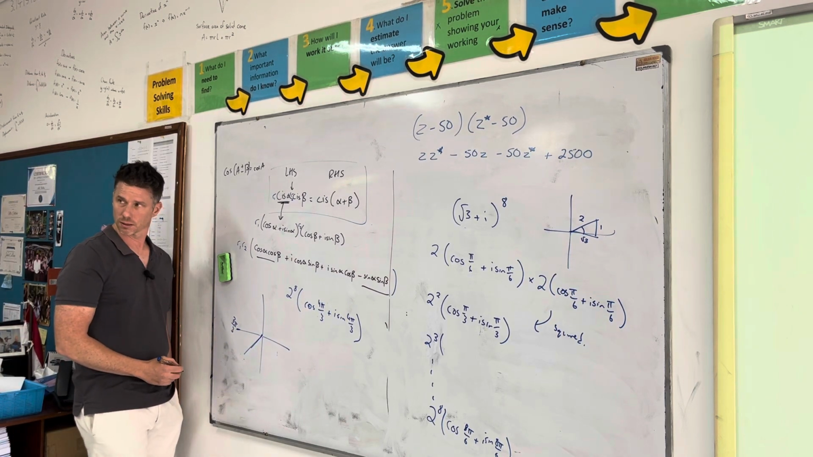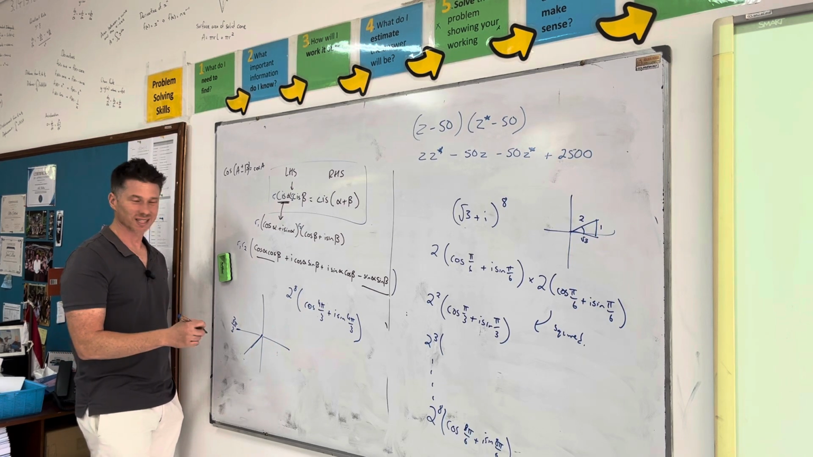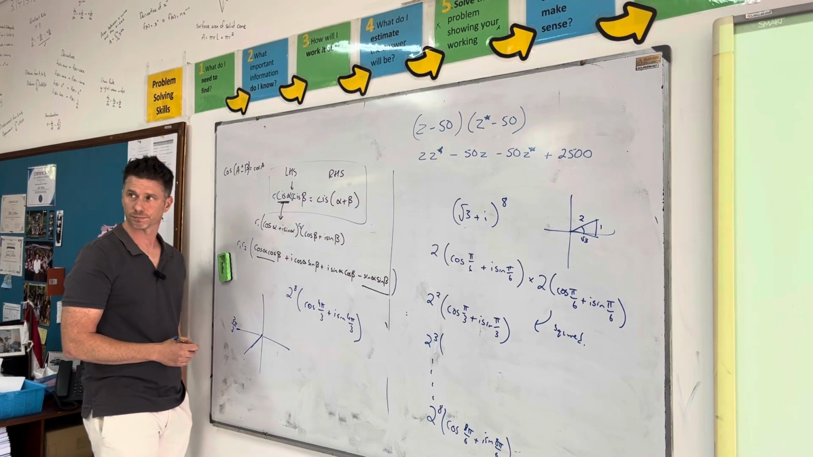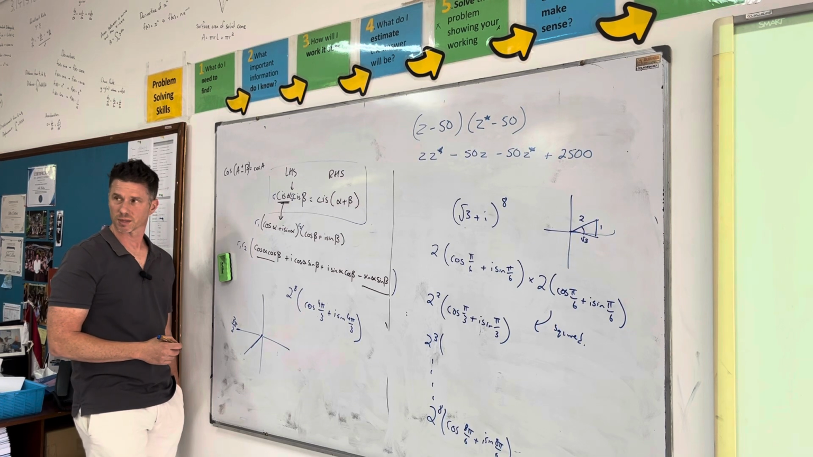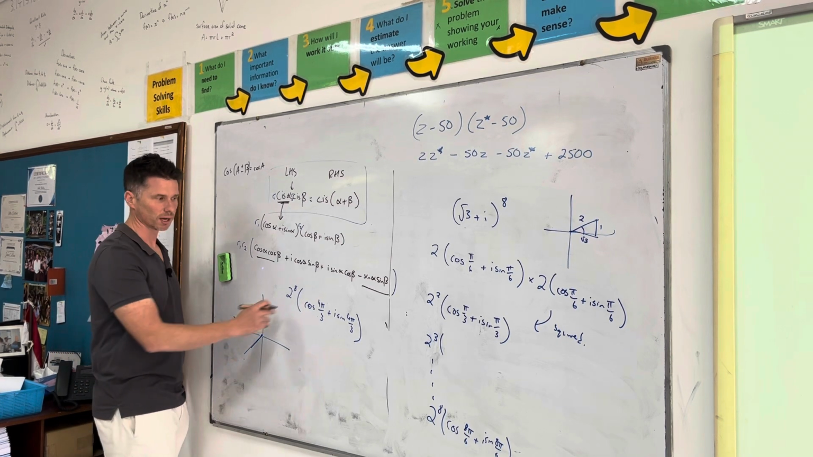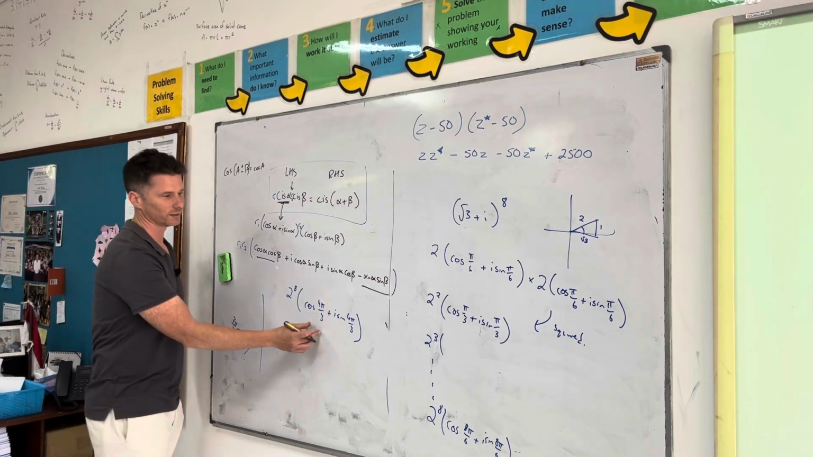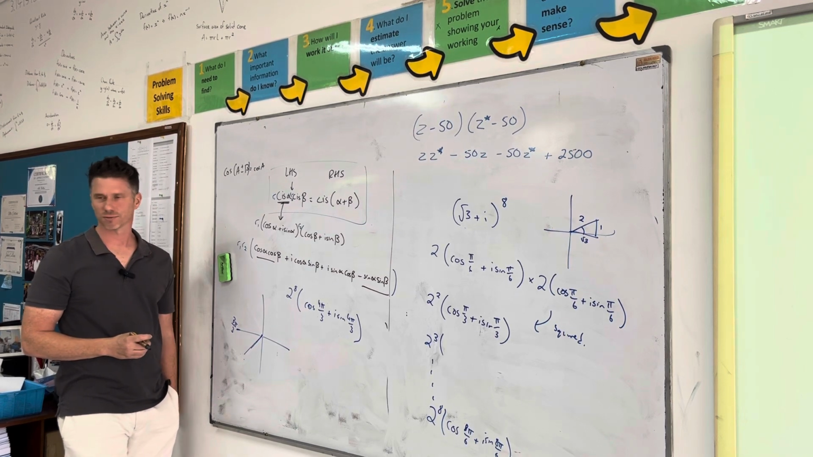Why is it positive? Well, that's a good question. It loops back around. 4 pi over 3 is the same as negative 2 pi over 3. You could rewrite this as negative 2 pi over 3.